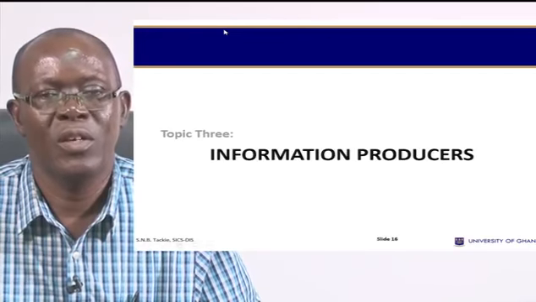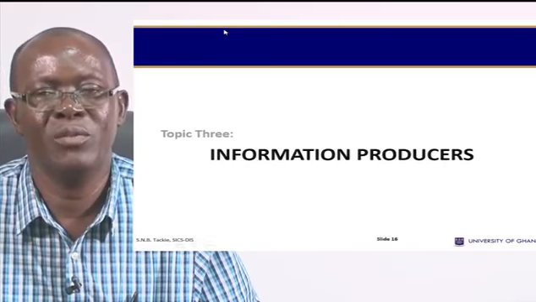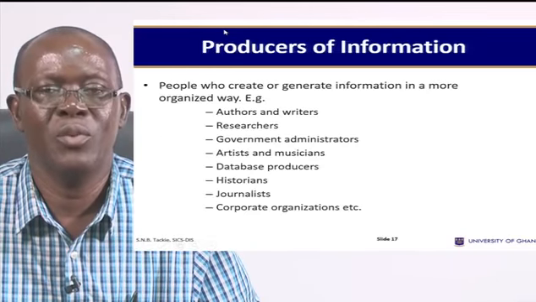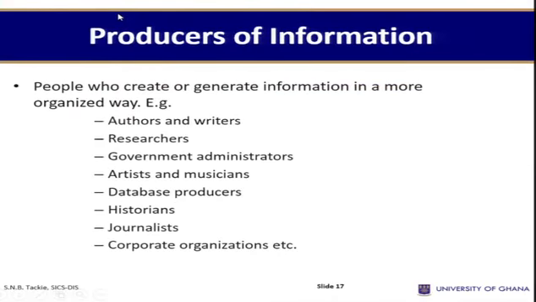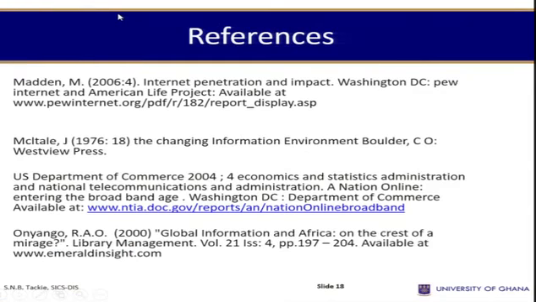Now we come to our third topic, which is information producers. Who produces information, or who are the producers of information? The producers of information are the people who create or generate information in a more organized manner. For example, authors and writers, researchers, government administrators, artists and musicians, database producers, historians, journalists, corporate organizations. These are all producers of information. In a nutshell, this is what we want to discuss about information dissemination and information producers, and then the disseminators of information.